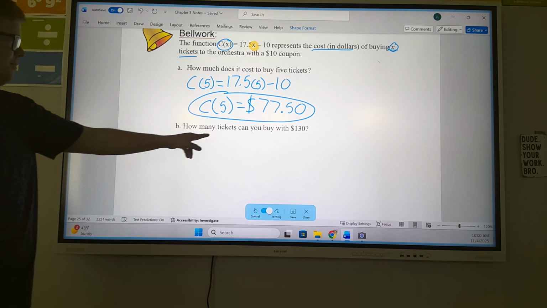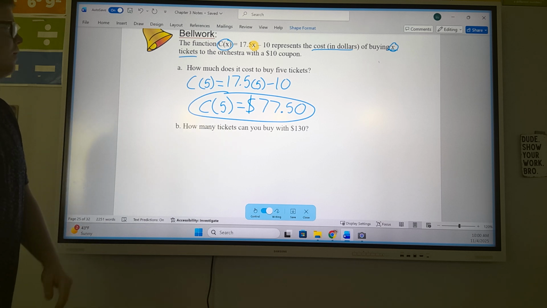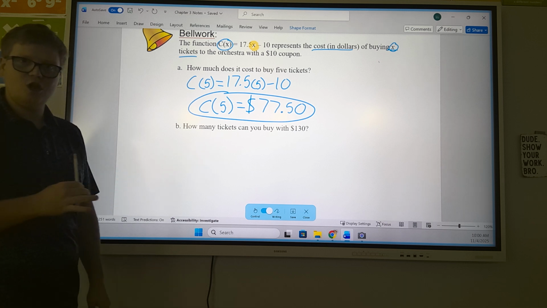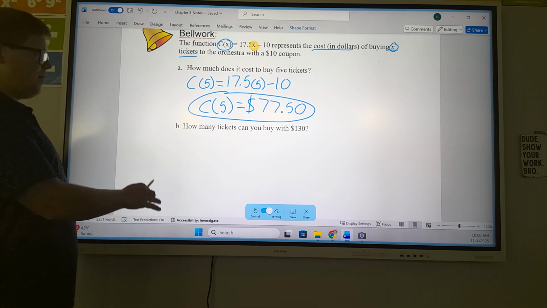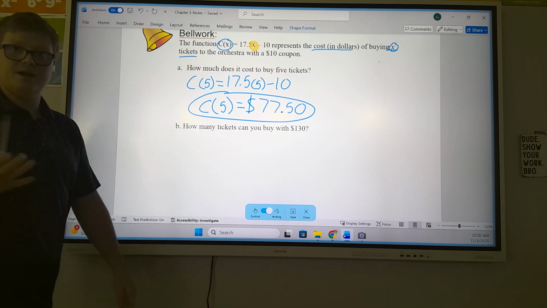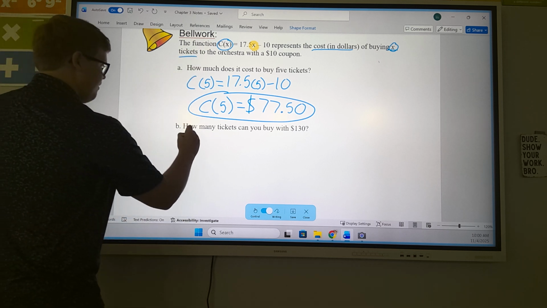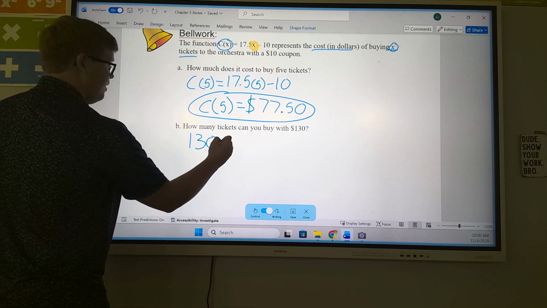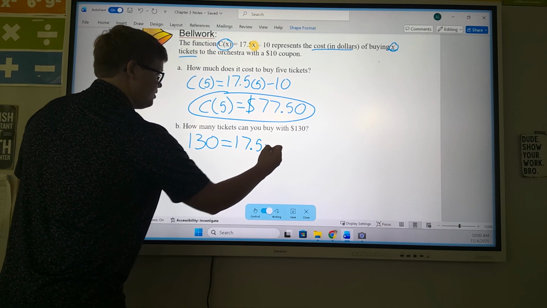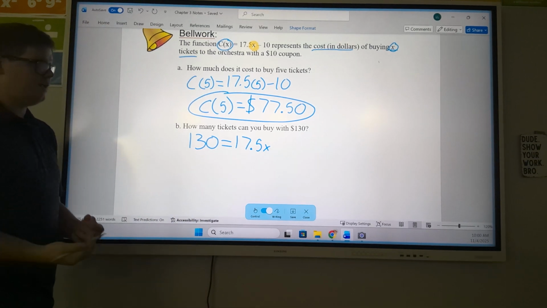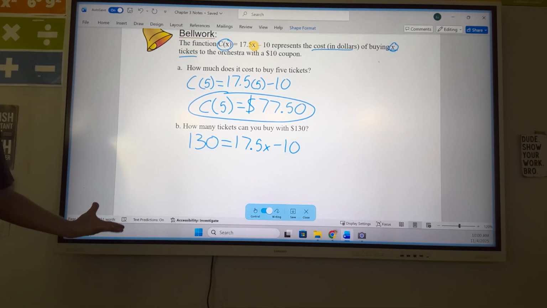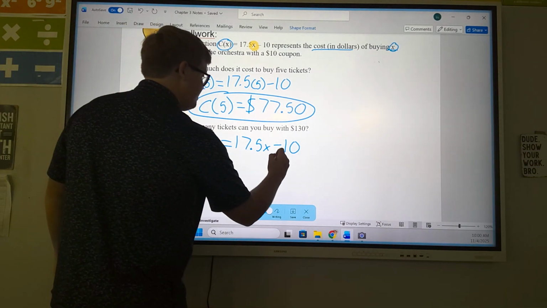So, how many tickets can you buy with $130? Well, we know that x was tickets. We're trying to figure out how many tickets, so we're solving for x, that we can buy for $130. $130 is a cost. We're going to put it in for c of x. And $130 equals 17.5x, which is $17.50 per ticket, minus our $10 coupon. Now we just solve. All we're doing is we're adding 10.